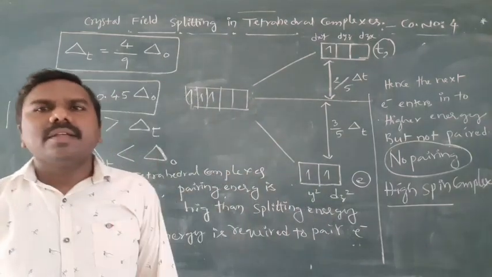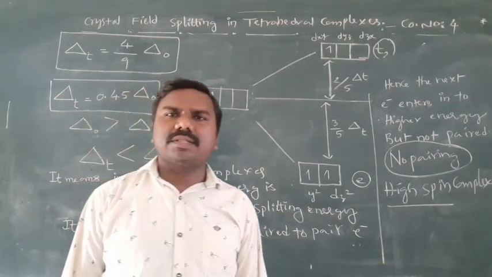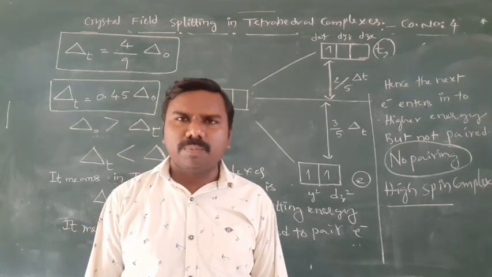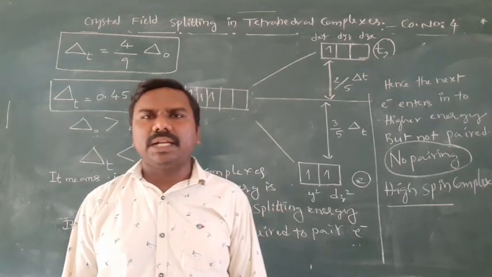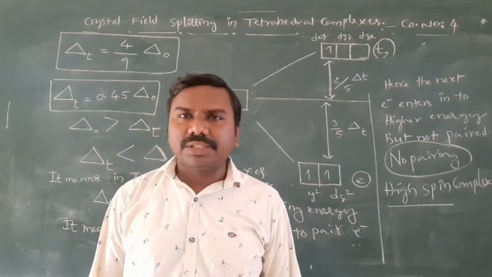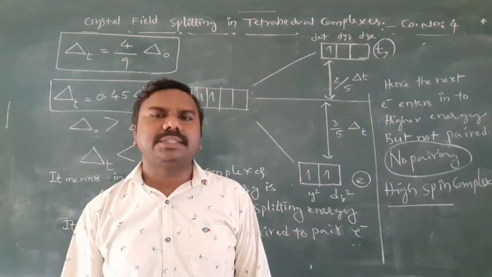Clear? So this is about tetrahedral complexes crystal field splitting, which is reverse to that of octahedral complexes, indicated by delta T. It is reverse because of the direction of approach of ligands in tetrahedral complexes.